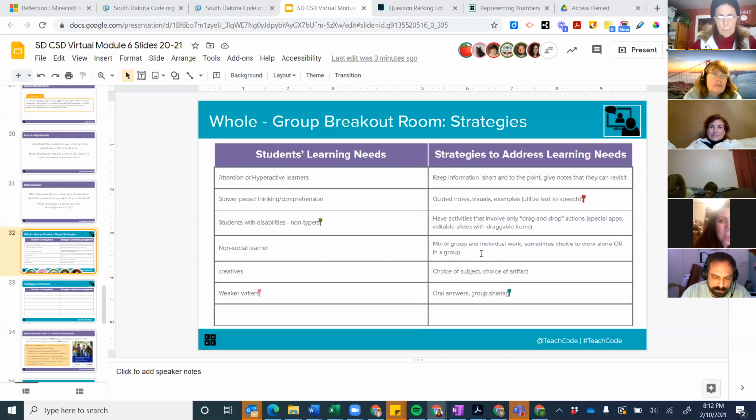I don't want to just take the whole floor here, but looking at some of what everybody says, I look at the non-social learner, and some strategies to address that learner would be a mix of group and individual work, sometimes choice to work alone or in a group.